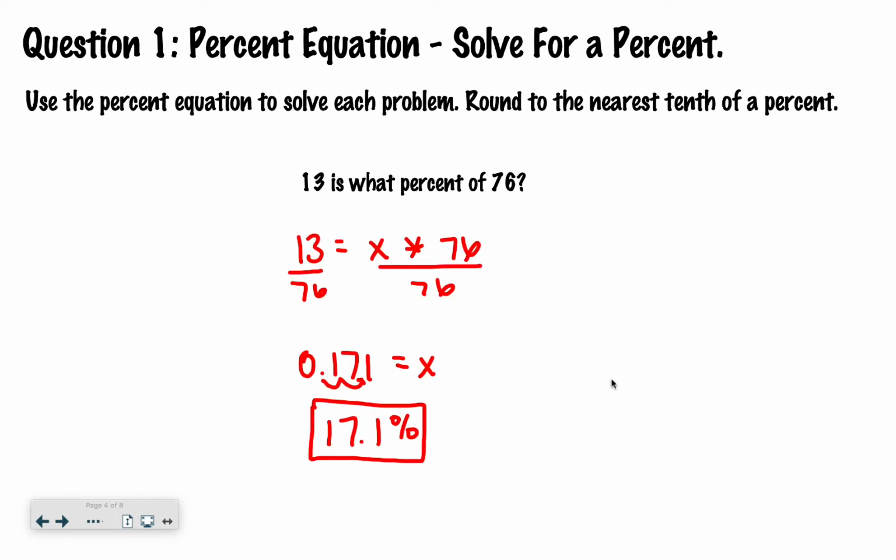All right, so for my final answer, I got 17.1%. I set it up by saying 13 equals x times 76. I divided by 76 and got 0.171. And I converted 0.171 to 17.1%. Okay, if you have questions, please ask.